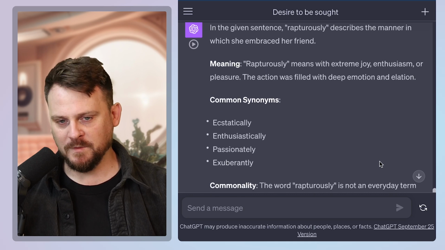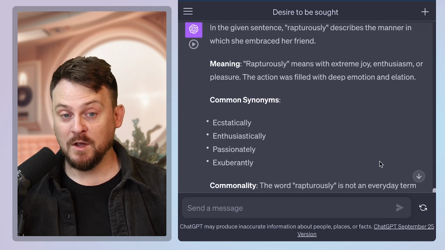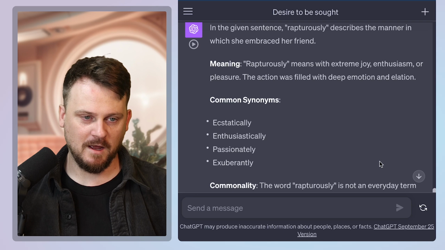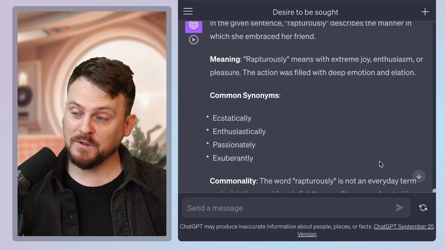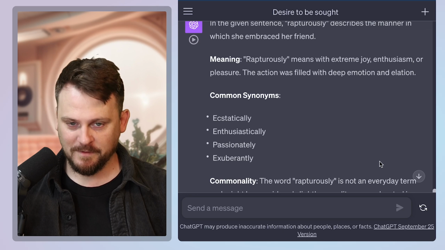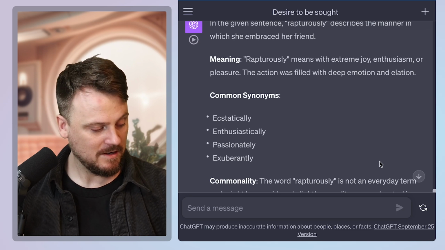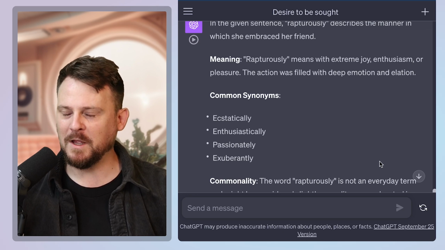What are some synonyms? I hear you, Circle. My cat is rapturously seeking my attention, perhaps. I hear you. I hear you, Circle. I hear you. I will pay attention to you later, okay? All right. Now I can hear him laying down.